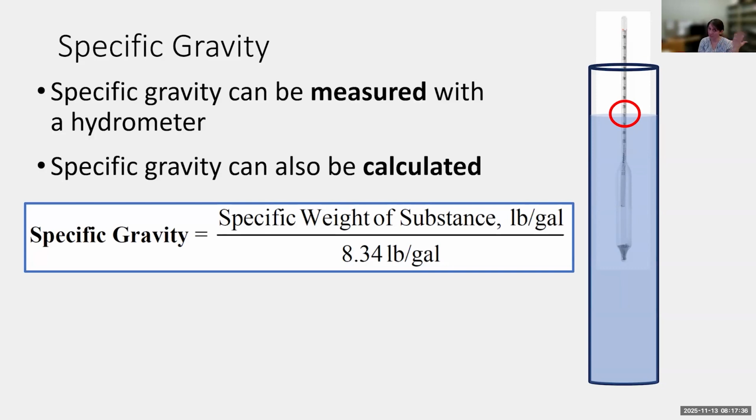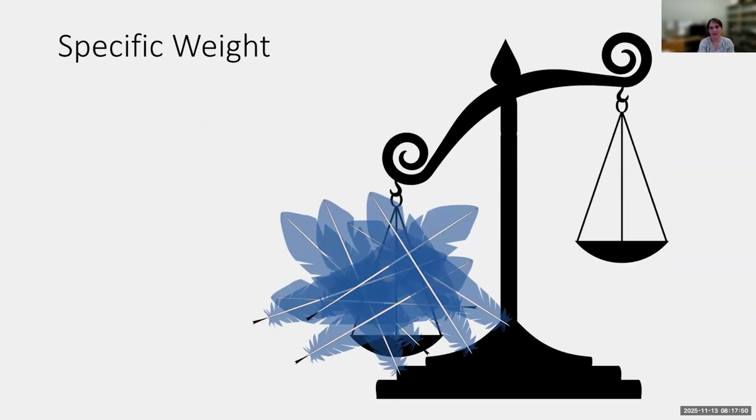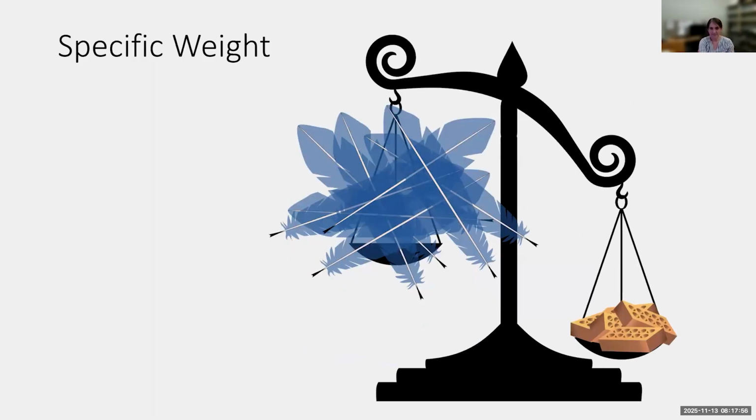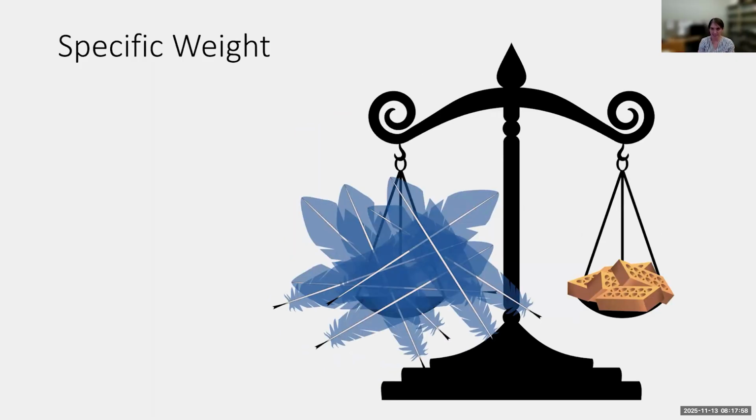Well, we can also calculate specific gravity of a solution. And in order to do that, we need to know its specific weight in pounds per gallon. So specific weight is how many pounds one gallon of our solution weighs. It's kind of like that riddle. What's heavier, a ton of feathers or a ton of bricks? Well, they both weigh the same, right? A ton. But that tricks us because we know intuitively that feathers are less dense than bricks.